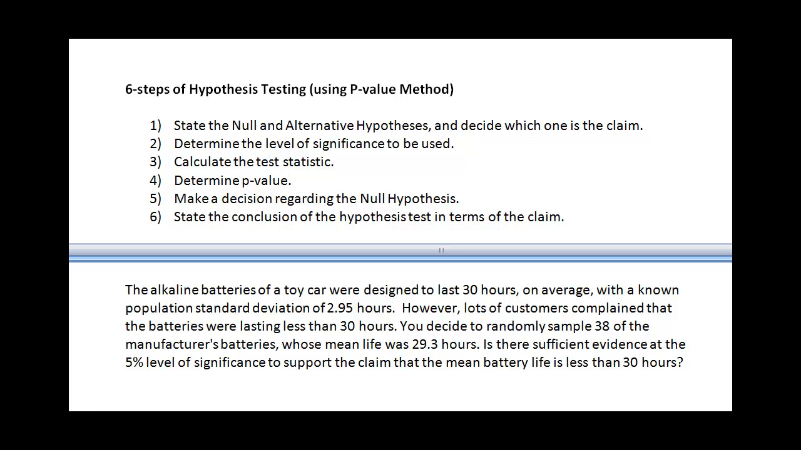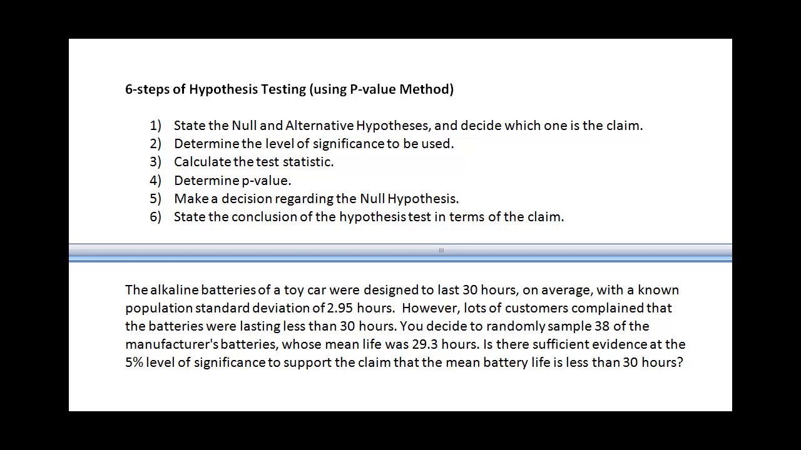In this video, I want to walk through an example of a hypothesis test using a p-value method. All right, using the p-value method in step number 4, as you can see here, I've got 6 steps outlined as far as how to go through hypothesis testing. But step 4 is where we determine the p-value, which is different from step 4 in the critical value method.